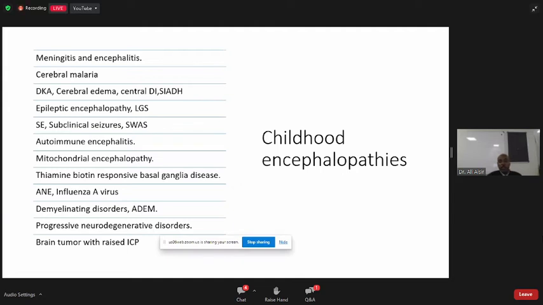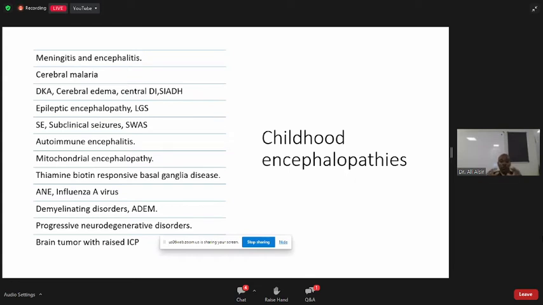Thiamine and biotin responsive basal ganglia disease, very important to recall, because it is a potentially treatable condition. If you have a patient with encephalitis and you have tried everything, the patient does not respond and has a characteristic MRI finding, we are going to see that just now. Bilateral basal ganglia enhancement in the MRI might point to thiamine and biotin responsive basal ganglia disease.